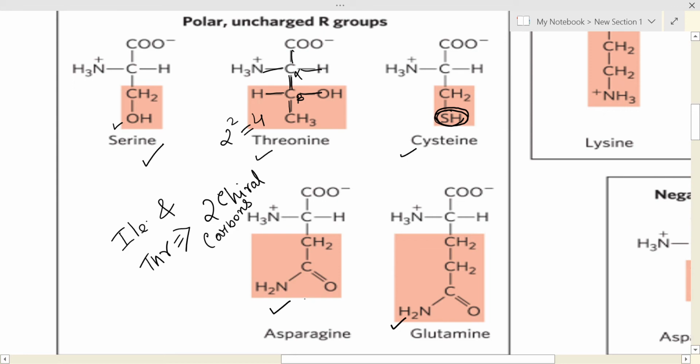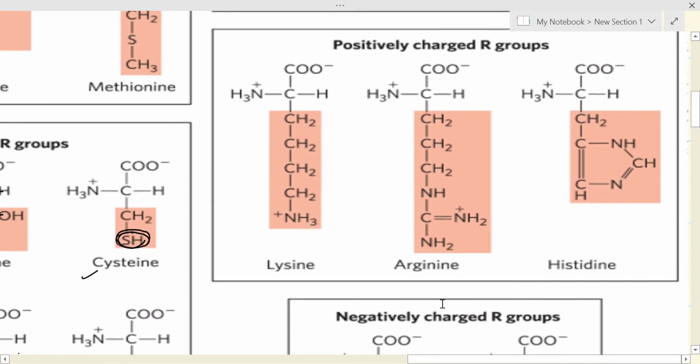We have asparagine, this is the amide group. And we have glutamine, which again has this amide group. So these are polar uncharged R groups.